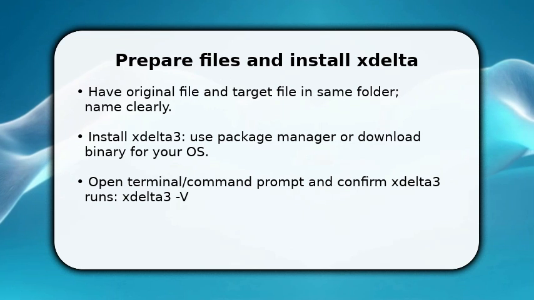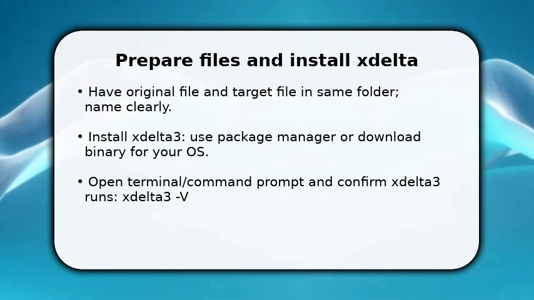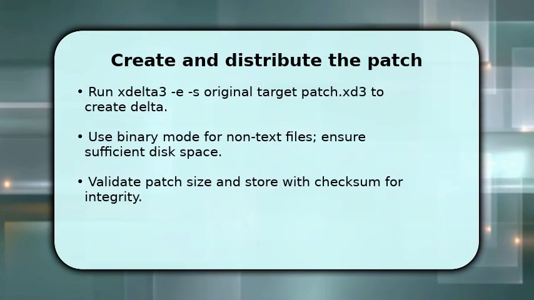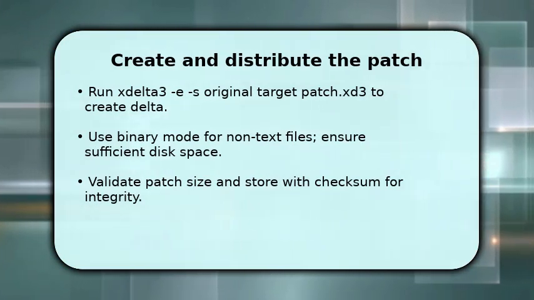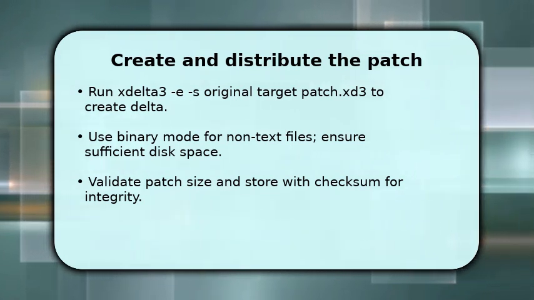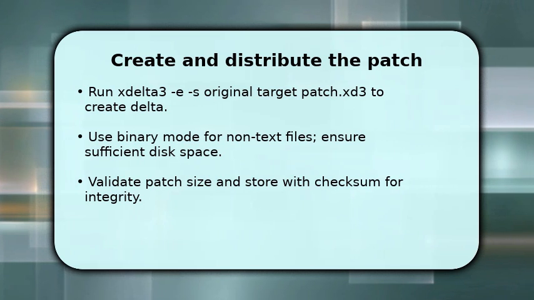Now create the patch. Run xdelta3 -e -s original target patch.xd3, so Xdelta reads the source and emits a compact delta. Use the -B option for large windows if you need better compression for big files. This trades memory for size.